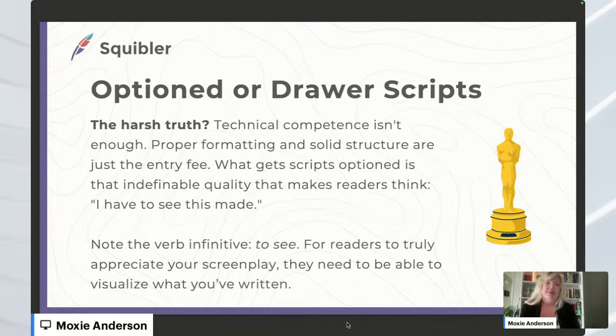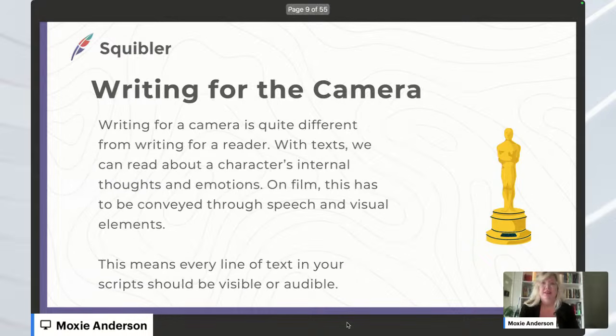Technical competence is not enough. Proper formatting and solid structure are just your foot in the door. What gets scripts optioned is the indefinable quality that makes readers think, I have to see this on film. I want to see this movie made. Notice in that sentence, I have to see this made. You have the verb infinitive to see. For readers who are truly appreciating your screenplay, they need to be able to visualize what you've written. So visualizing and seeing what's happening in your text is extremely important in screenplays.